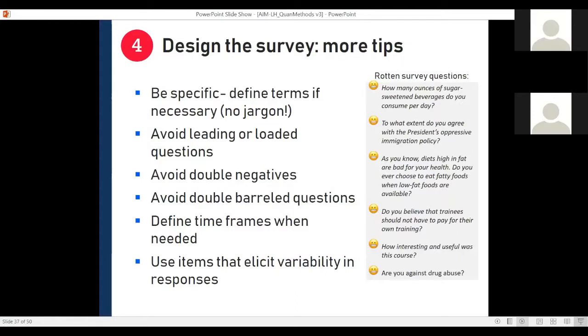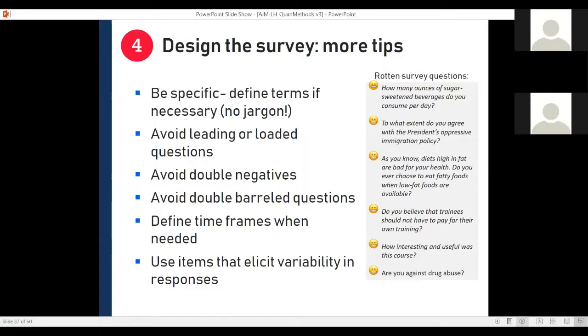Okay, so here's some tips. These are maybe do's and don'ts, I'm not sure, of designing a good question for your survey. So on the right-hand side with the grimace emoji, you can see these are what I say are some rotten survey questions. So you want to be specific.